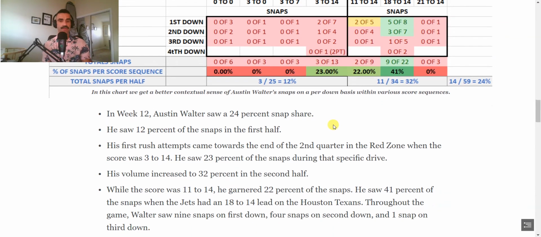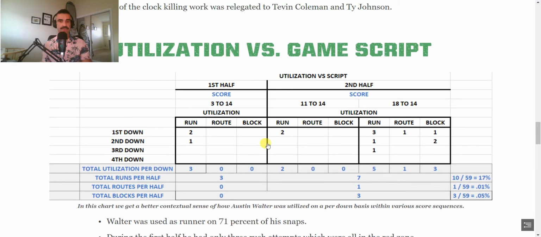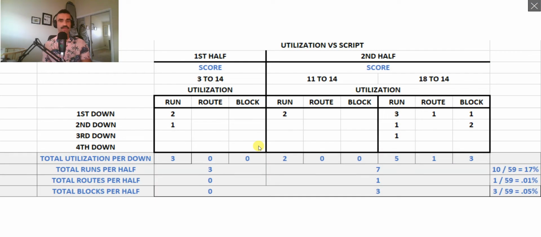All right. So we'll jump down to utilization versus game script, right? So let me explain this one to you. So again, same breakdown: first half, second half, score, right? Score sequences: first down, third down, fourth down. All right. So then it'll tell you right here: was he running? Was he rushing, running a route, or was he blocking? Right? And it'll do that for every score sequence, and we'll number how many times he did it on each down. Down here, you'll see total utilization per down.